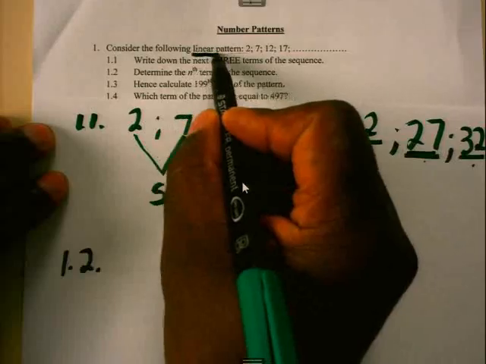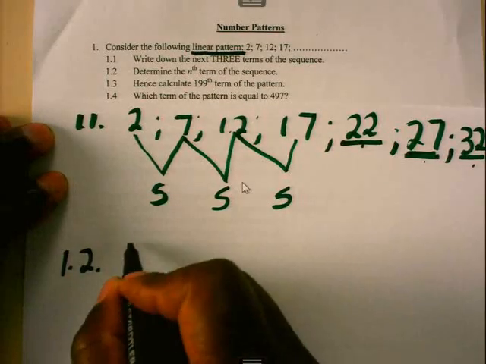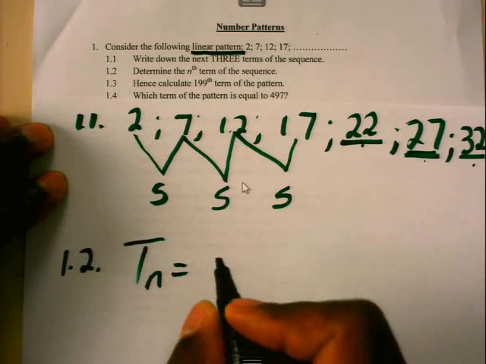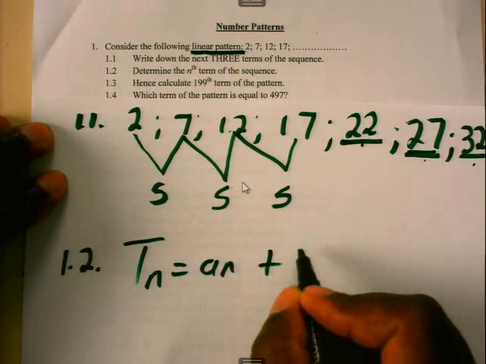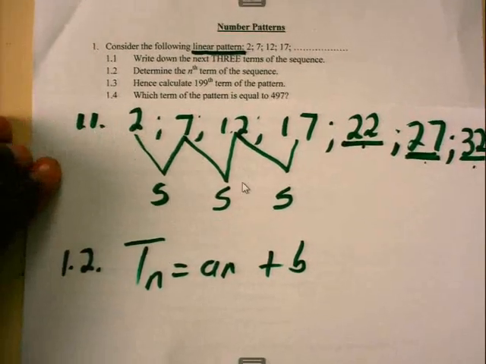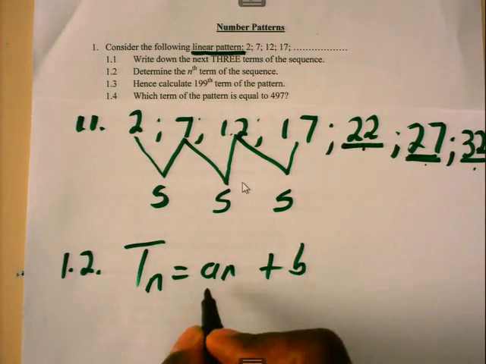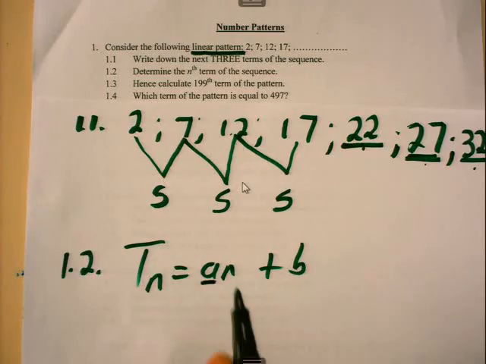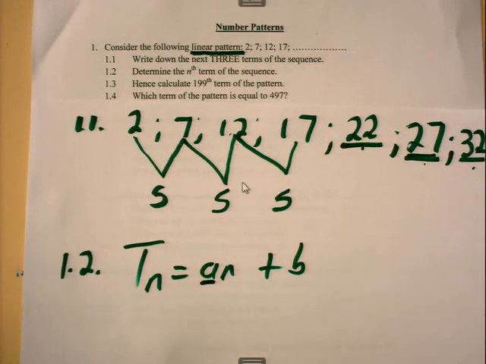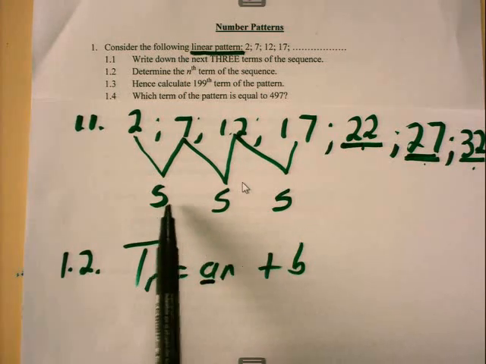A linear number pattern is given by Tn equals an plus b. Once you talk of a linear number pattern, we know that it's an plus b. What does this a represent? In this case, a represents the common difference. So in this case, our common difference was 5.